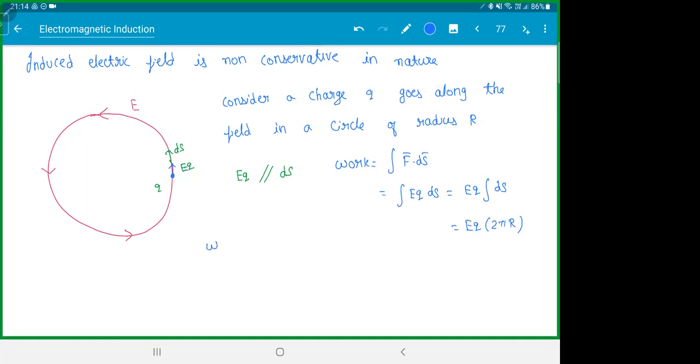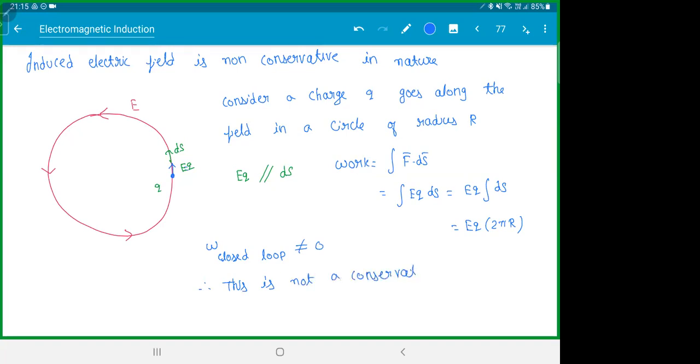But we know the work done in a closed loop is not zero. Therefore, this is not conservative. It is a property of a conservative force normally that the work done in a loop is zero. So what is the problem with this?